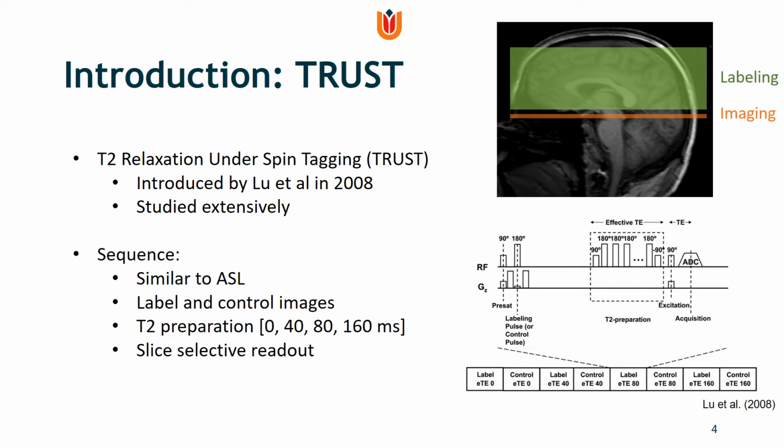It's a sequence similar to arterial spin labeling. You have a labeling plane which is now above your imaging slice, and you acquire label and control images. The sequence also includes a T2 preparation module, which results in effective echo times of 0, 40, 80 and 160 milliseconds. After this T2 preparation, you do a slice selective readout.